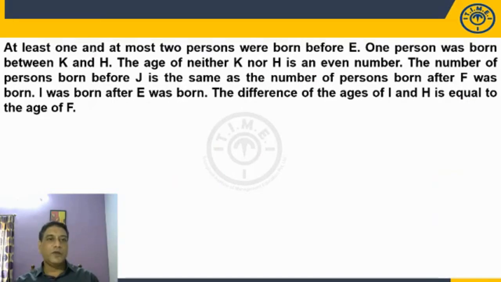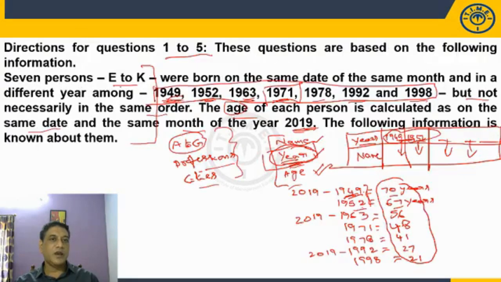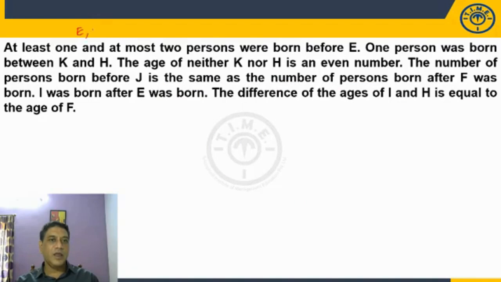So the names are E to K, right? The names of the persons are E to K. So they are E, F, G, H, I, J, and K. So these are the names of the persons. So we have the information here. So as we have discussed, we shall make the years of birth the base.